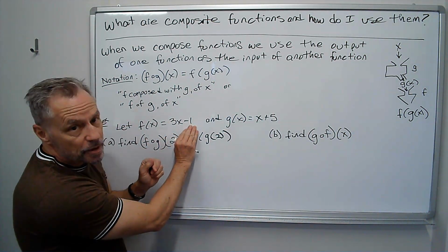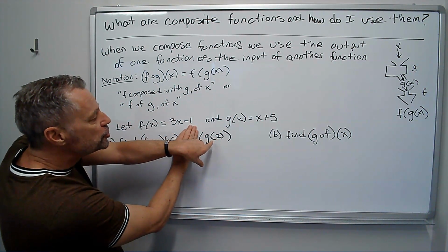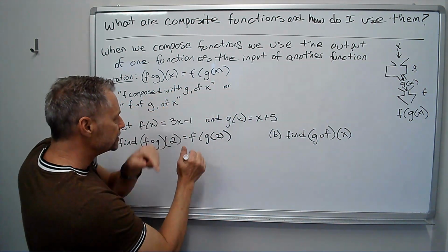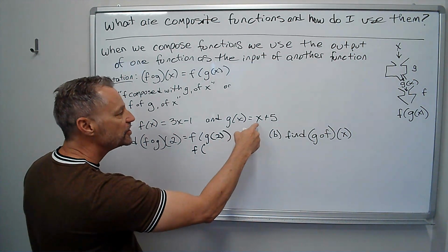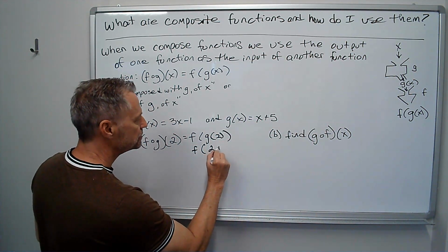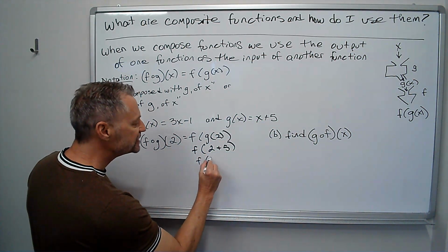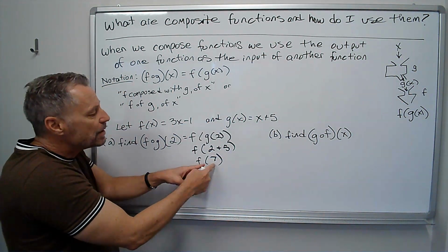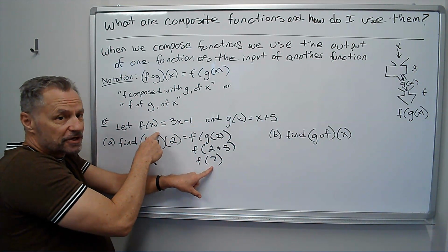Well, don't worry about the f yet. Let's plug 2 into the g function. Here's the g function. So we plug the 2 in there where the x is. So it's f of 2 plus 5, which is f of 7. So our input was 2. It comes out as a 7, but now we're using that as the input into the f function.